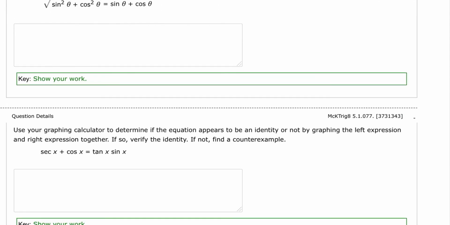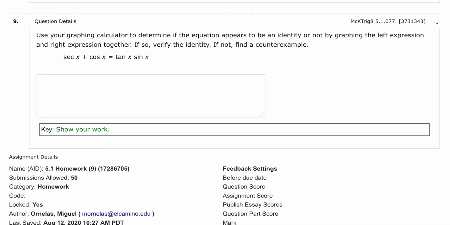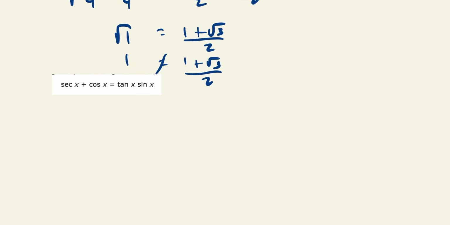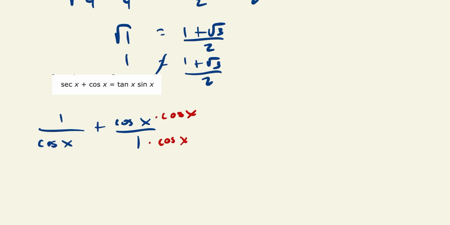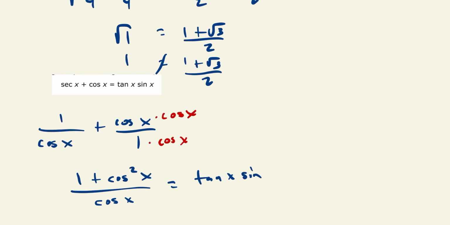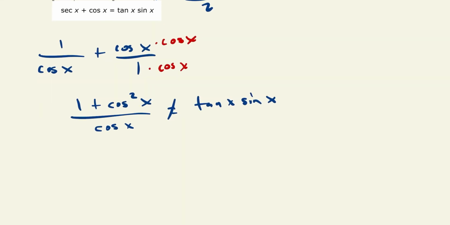All right, for the last problem, they want us to determine whether this is an identity or not. If it's not, then we need to find a counterexample. If it is, we should prove it. See if we can prove this one. I have a feeling it's not, because secant is 1 over cosine. And then if I put a 1 under and I combine these two, I should get cosine times cosine. So now I have 1 plus cosine squared x over cosine. And that does not look like it's equal to the right side. So I think what we should do is find a counterexample.